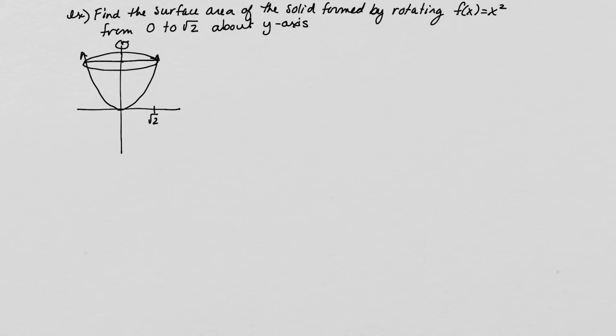So the surface area is going to be 2 pi times the integral from 0 to root 2. So in this case, our radius, right, it starts in here and it goes out to the function. So it's going out, it's stopping at the function, but my radius is in what direction?